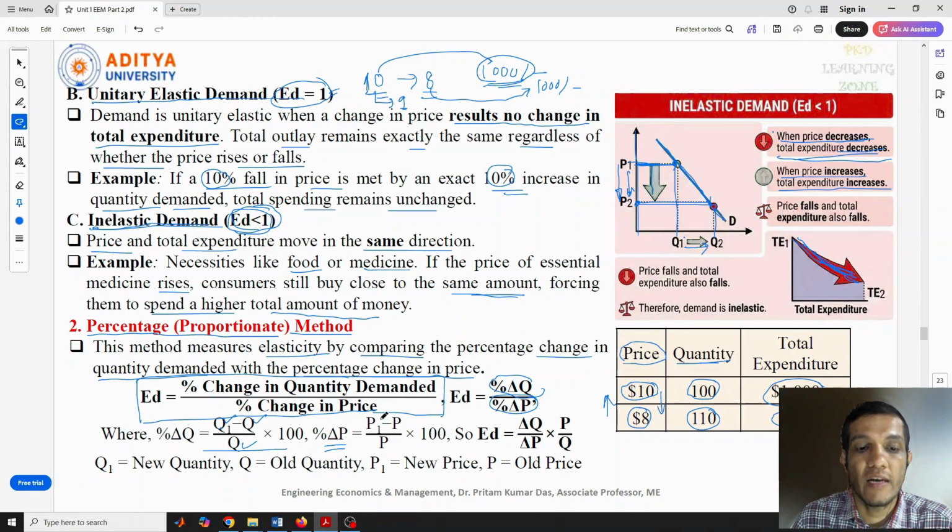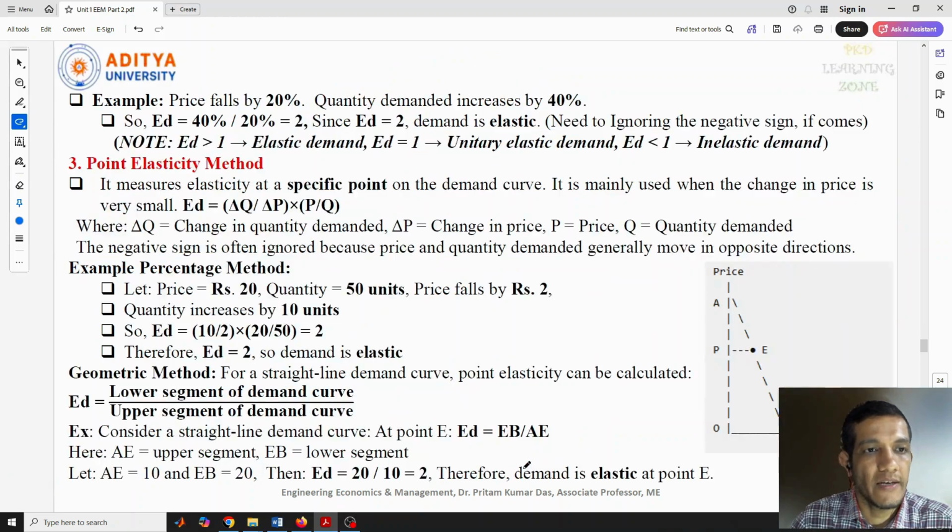Similarly, percentage change in P you can write as (P1 minus P) by P into 100. So we can write ED equal to, if I put this value in this, we'll get this equation: del Q by del P into P by Q. So here also the same thing: P1 is the new price and P is the old price of the product.